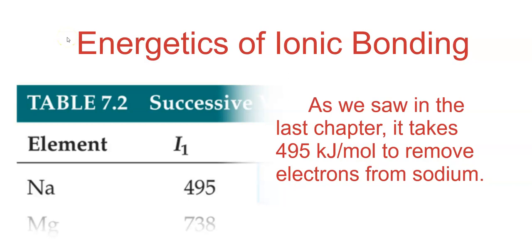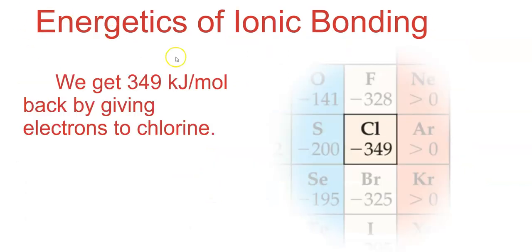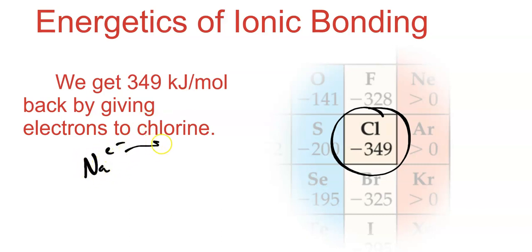As we saw, we have ionization energy. That's what this is right here, I1. It requires 495 joules of energy to remove an electron from sodium. But in chlorine, its electron affinity is negative 349, so it gives that much energy back. Then the Na gives its electron to the chlorine, which was positive, and this is minus. The electron is hanging out with chlorine and it's happy.